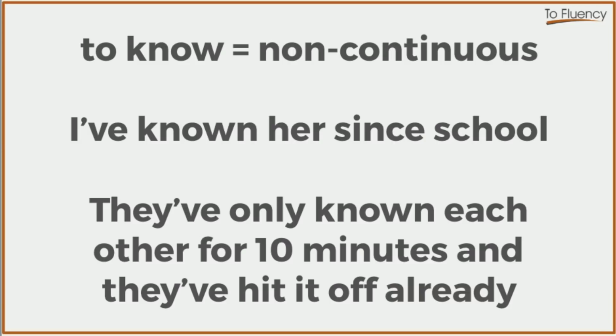So hopefully you can see the difference there between continuous and non-continuous verbs and just how to use these two tenses in general. A lot of learners want to say things like, I know her for 10 years, or I am knowing her for 10 years. But in English, we use the present perfect tenses when we're talking about these situations.